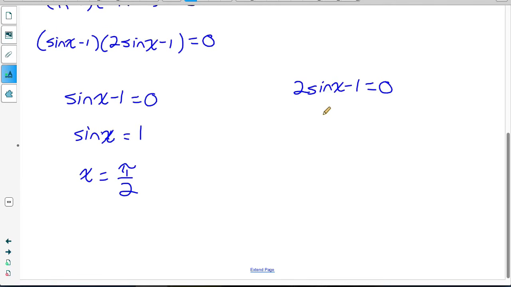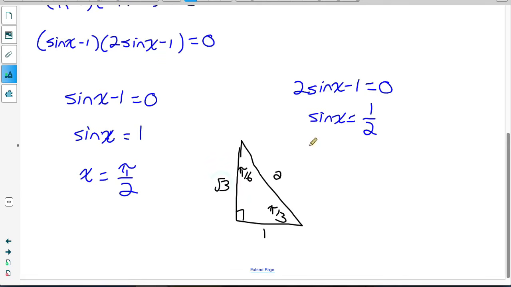So we have to isolate the trig ratio. So sine x equals 1 over 2. I got that by adding the 1 and then dividing by 2. And now this ratio, we can get that ratio from a special triangle. Let me remind you of that special triangle. And also let me draw a Cartesian grid for you and label the CAST rule.